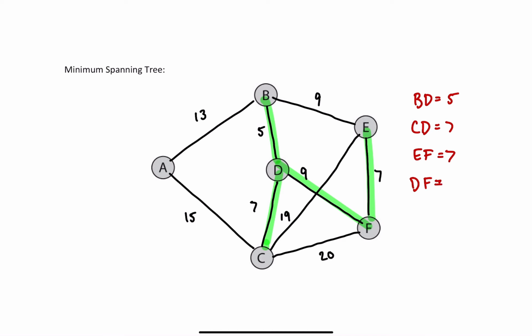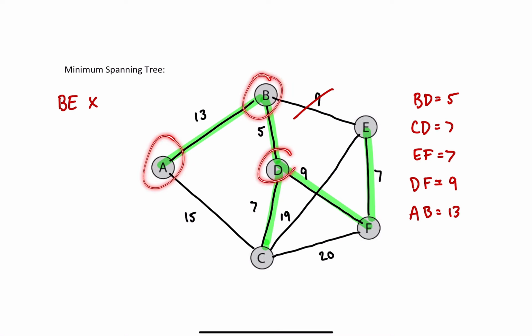DF equals 9. And on the other side, I'm just going to write down an edge that I'm not selecting, which is BE, because it would create a loop. So BE has not been selected. After the 9, the next smallest edge on my diagram is the 13, which is connecting A and B together, and that does not create a loop. So I'm going to say AB is equal to 13. And because now all of my nodes are connected to the minimum spanning tree, i.e. they've got a line coming off of them selected, then I can stop.